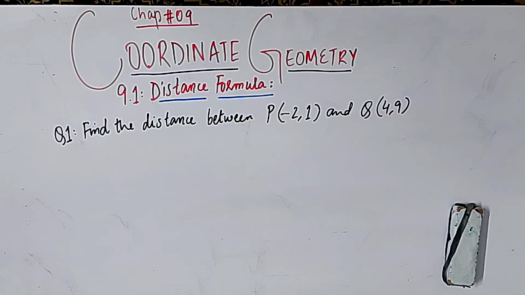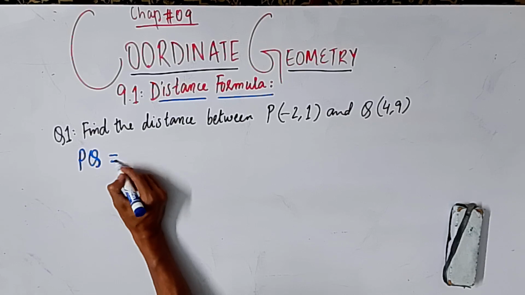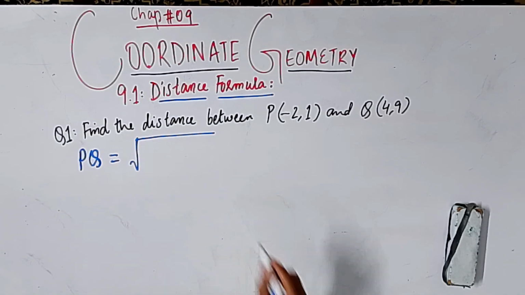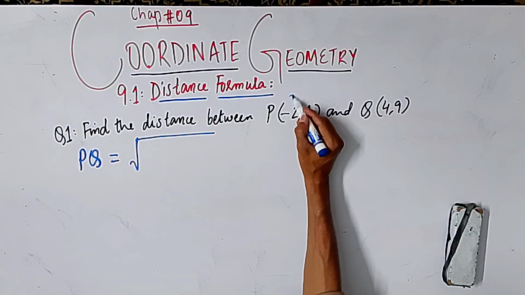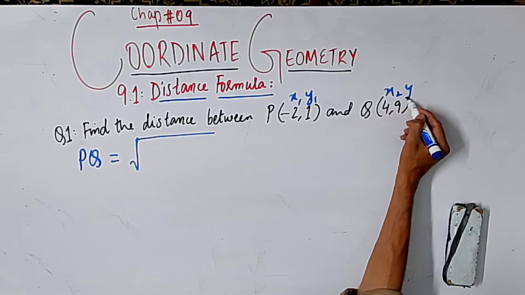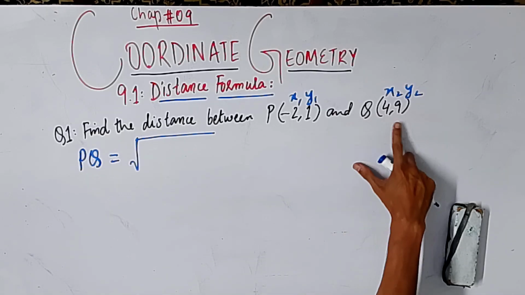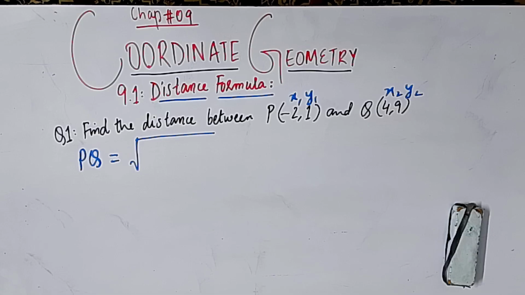Alright, so this is the question over here: find the distance between P(minus 2, 1) and Q(4, 9). So you need to find the distance between P and Q. So you can write PQ is equal to square root of x2 minus x1. As I already told, it is not necessary that I take this one as x1 and y1 and this one as x2 and y2. It is also correct if I take this one as x2 and y2 and this one as x1 and y1. It will not change the answer. So we need to do x2 minus x1.